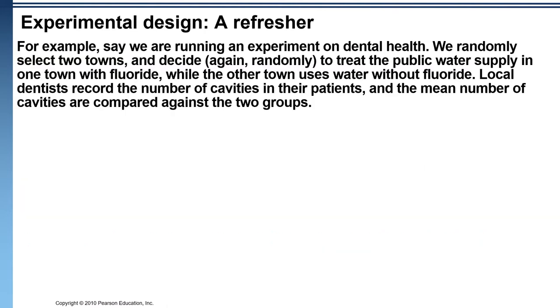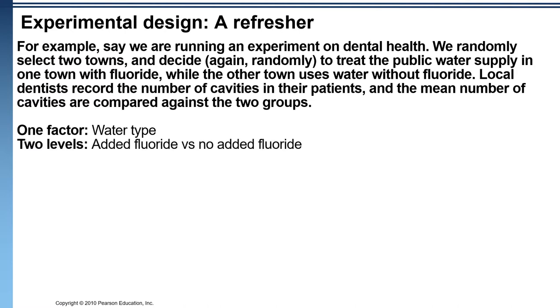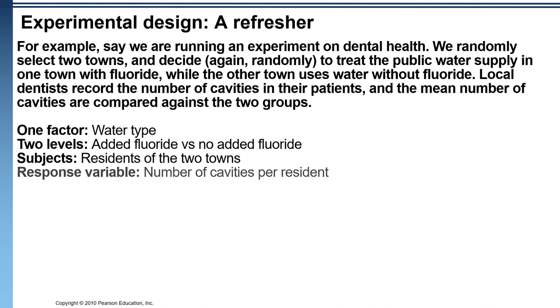Let's take this opportunity to refresh on some of the key terminology in experimental design. So in this experiment, there's one factor. It's the water type, and there's two levels to that factor, added fluoride versus no added fluoride. This adds up to two treatments, which is the same thing in this case as the levels. Subjects are the residents of the two towns. The subjects are who are receiving our treatments.